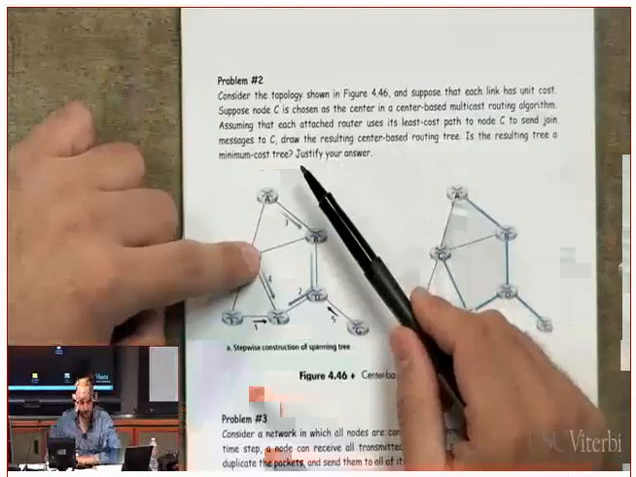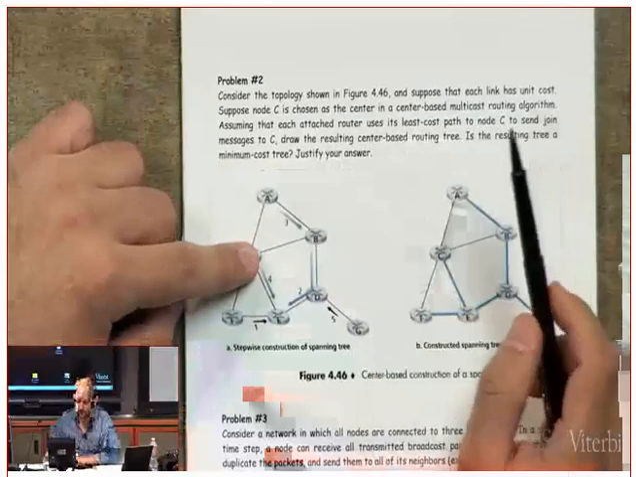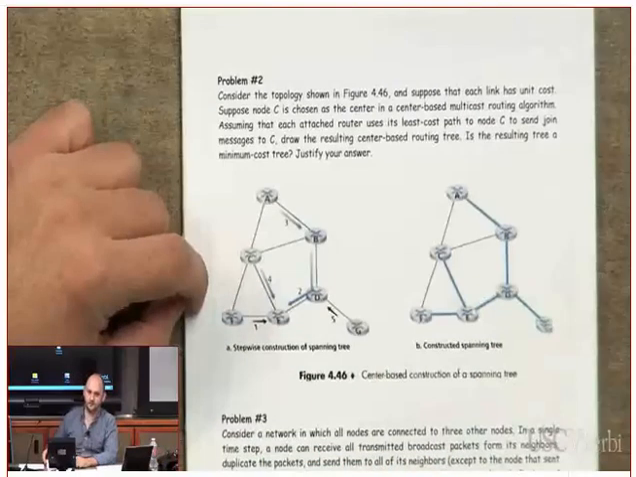And we say multicast routing, assuming that each attached router uses its least cost path to node C to send join messages. Each attached. So what's going to happen? A, what's the shortest path to C? This path. That path over here. What is the shortest path? This path. Right? C to E, this path, and C to F, this one. Do you agree? Alright. The rest.